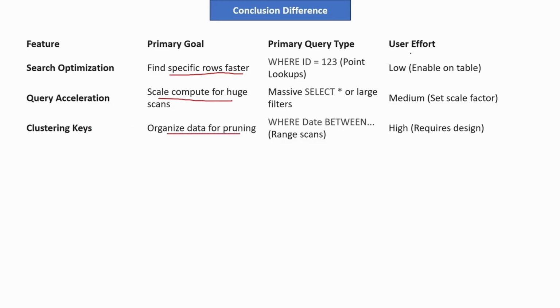The effort required for search optimization is low because it is managed. In the same way, the effort required for query acceleration is medium because you need to set the scale factor in your warehouse. And for clustering key, the effort required is high. You need to think about which columns you need to apply clustering to.